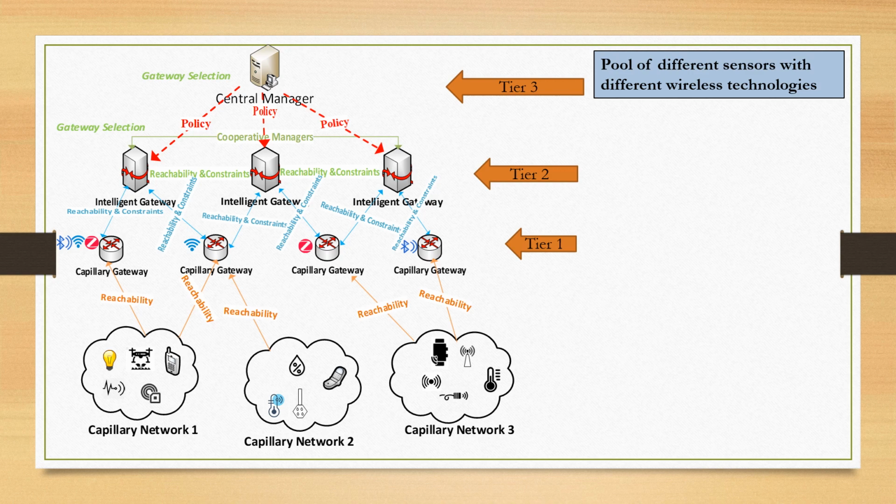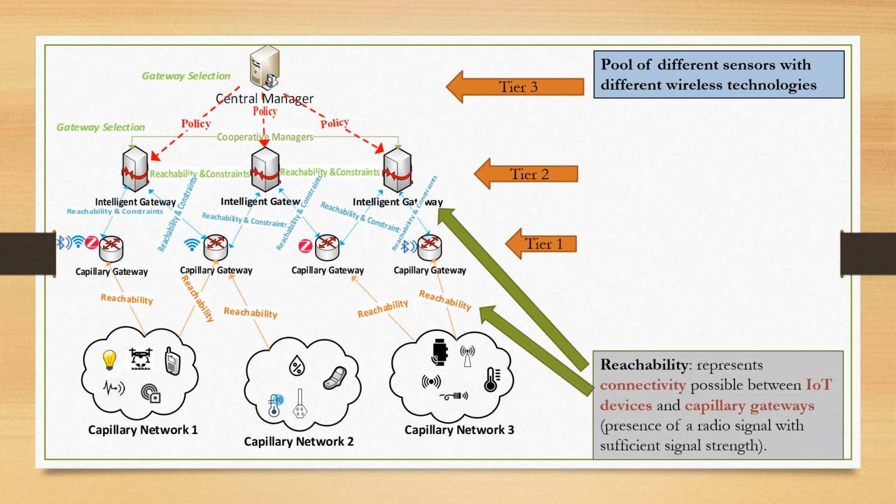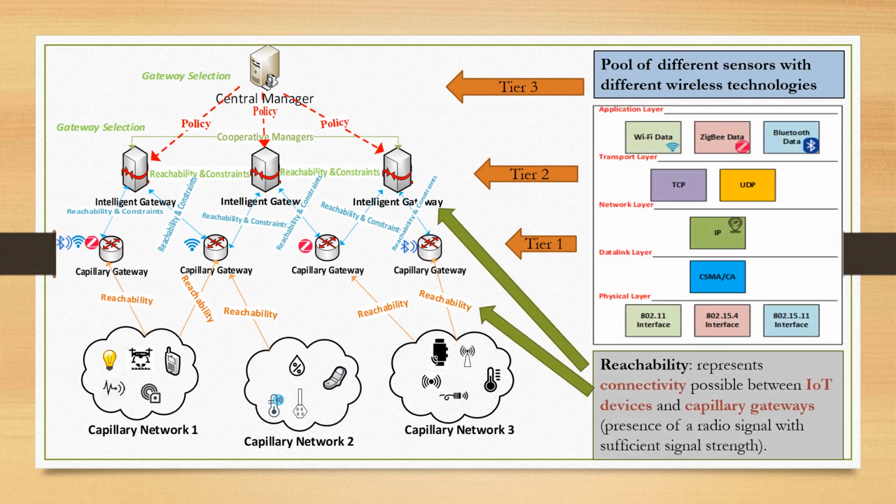However, these two tiers, tier 2 and tier 3, are not the main scope of this paper. The main scope of this paper is mainly about tier 1 gateways, which is the capillary gateways, by introducing a seamless communication protocol. And this seamless communication protocol will be integrating all the technologies in a gateway, and it can deal with different kinds of sensors with different technologies, such as Wi-Fi, Bluetooth, and Zigbee.